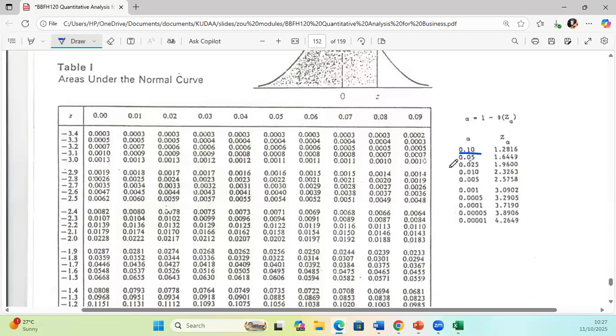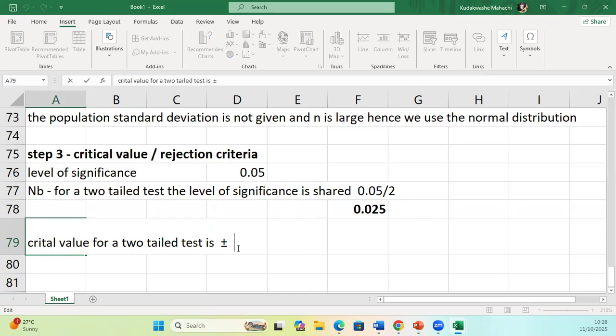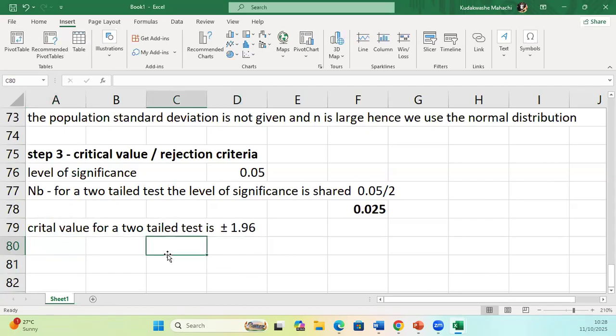So from the table, 0.025 is the third one here. It's 1.96. It gives us 1.96. So the critical value becomes plus or minus 1.96. 1.96 is from the tables. So now we have our critical value.